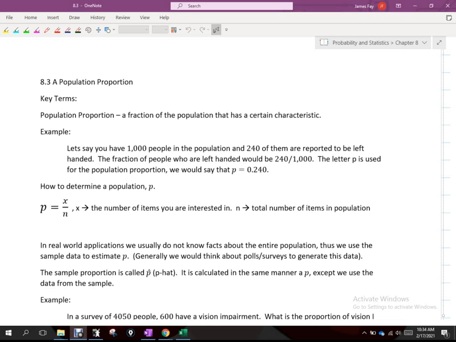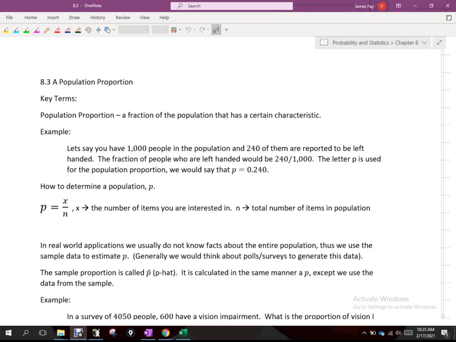Let's say you have 1,000 people in the population and 240 of them are reported to be left-handed, I guess is the scenario we're looking at here. So the fraction of people who are left-handed would be 240 out of 1,000. The letter P is used for the population proportion. So we would say that P is equal to 0.240. P is always found by taking X divided by N, where X is the number of items that you're interested in, the items that have the characteristic that we're trying to investigate. N is the number of items in a population.